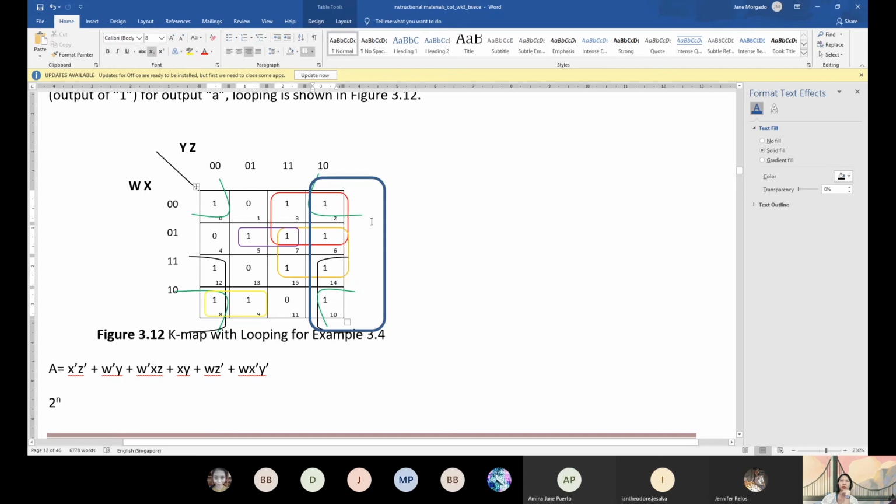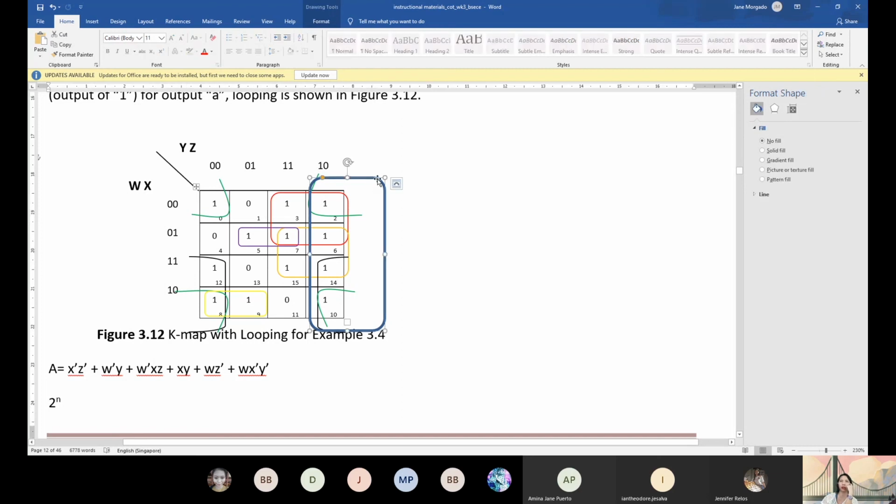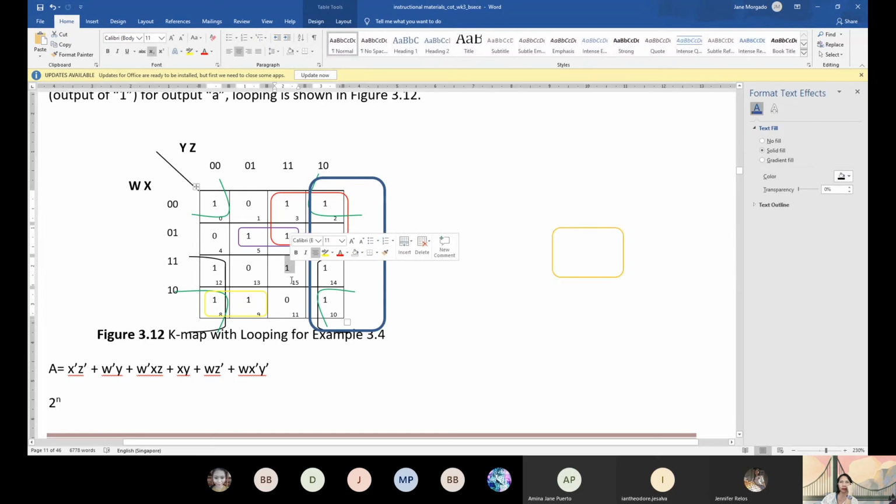So they already belong in a group. If you have another loop here, parang ulit lang, dinagdagan mo lang yung gagawin mo. Pero it's not necessary. Whereas for the orange loop here, we have orange loop because of min term 15. We have one here for 15, so wala pa siyang ka-group. So that's why we have orange loop here.